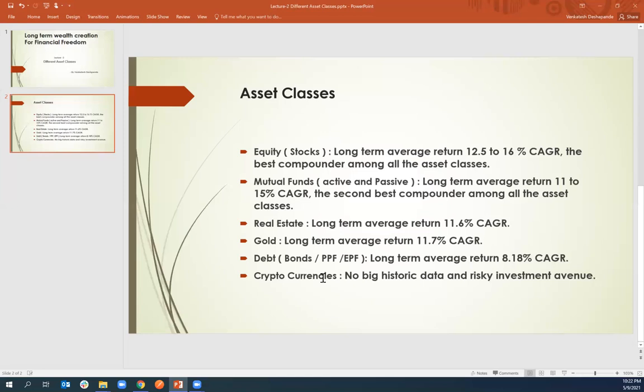And the long-term average return in India historically for equity investments, or equity as an asset class, ranges from 12.5% to 16% CAGR. And this is the best known compounder in the world among all the asset classes. Since this is the best asset class with which we can build wealth, having said that, it has a lot of pros and cons.